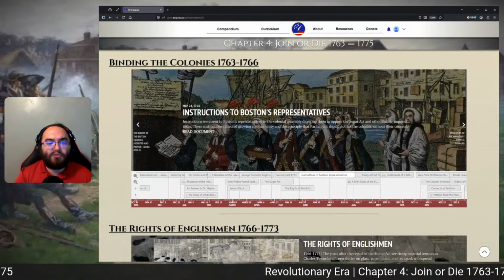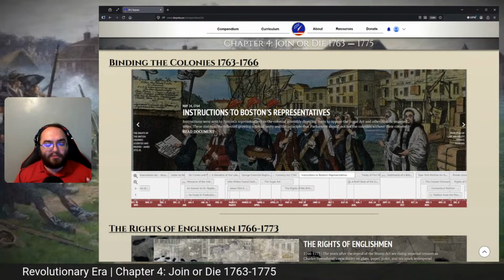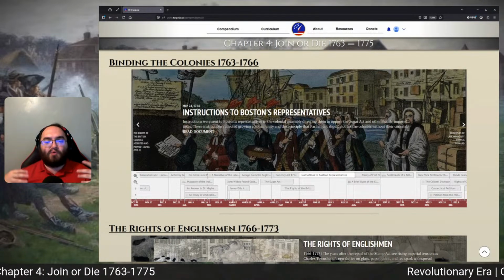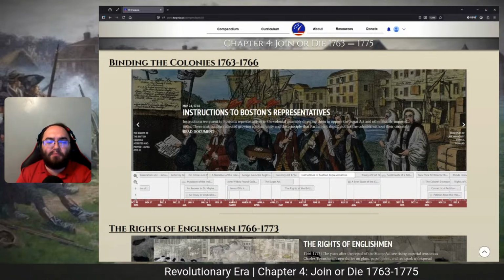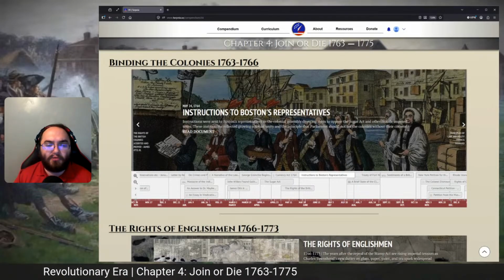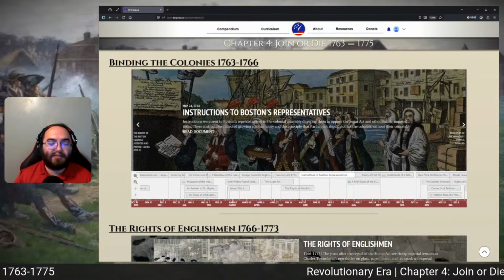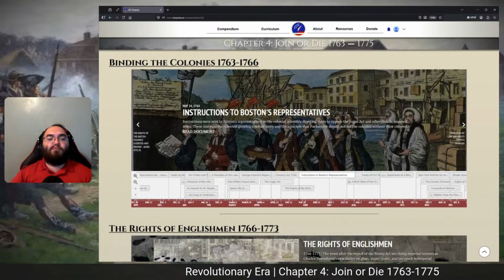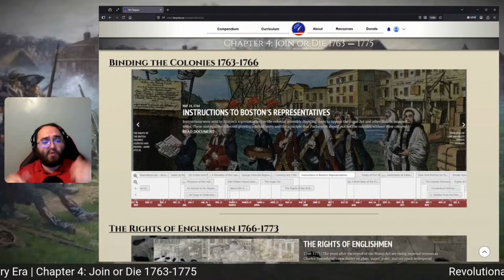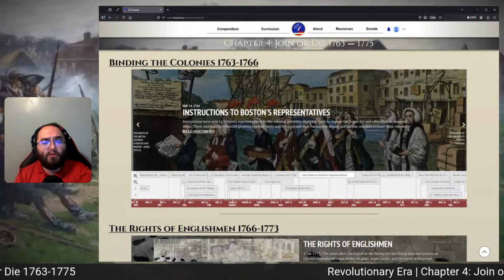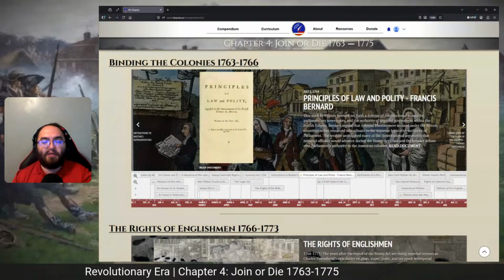And here is the instructions to Boston's representatives. And so you still have this local level politics where Boston's representatives in the Colonial Assembly are directing them to oppose the Sugar Act and other British imposed taxes. These instructions reflected growing colonial unity and the principle that Parliament should not tax the colonies without their consent. So now you go from local level to now the colonial level of sharing their grievances with Parliament about these policies, Sugar and Currency Act, and the pending Stamp Act.